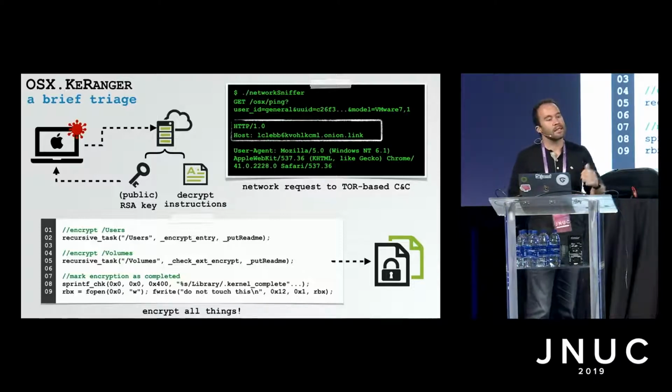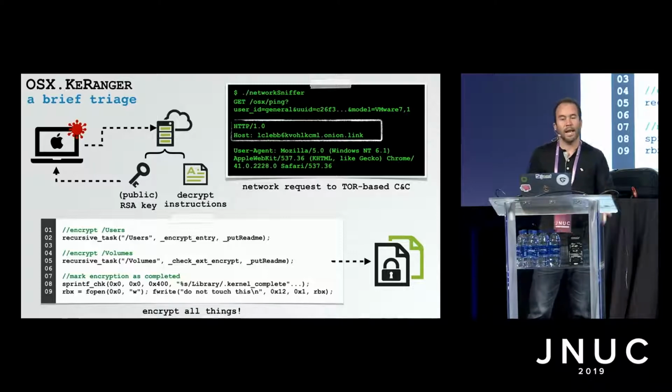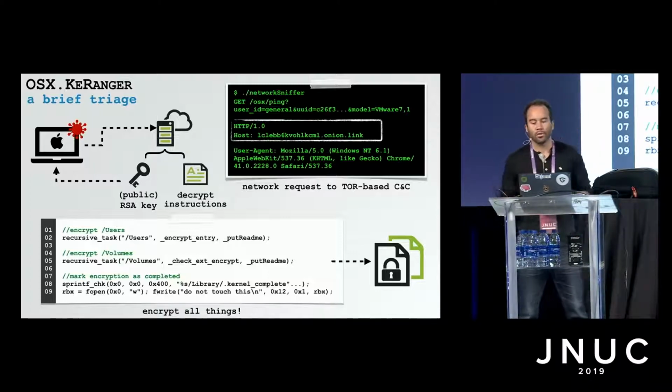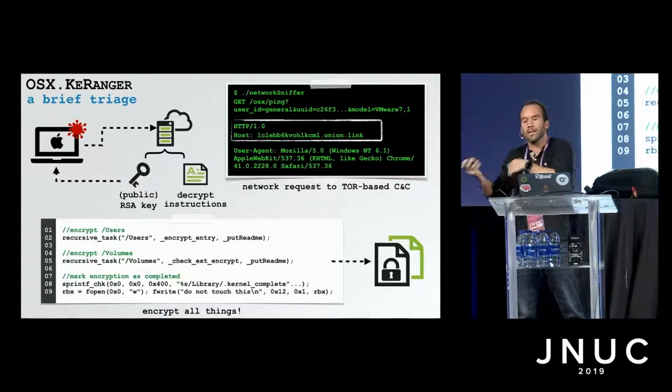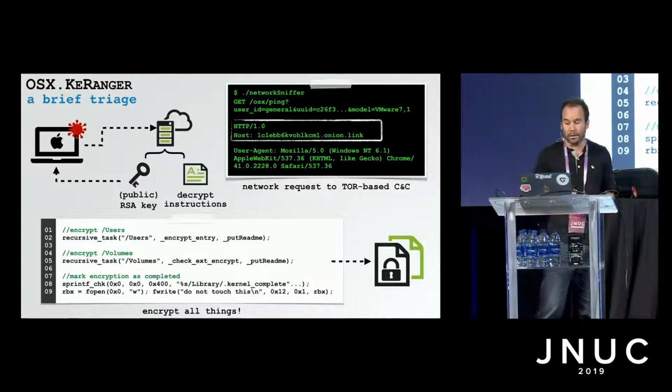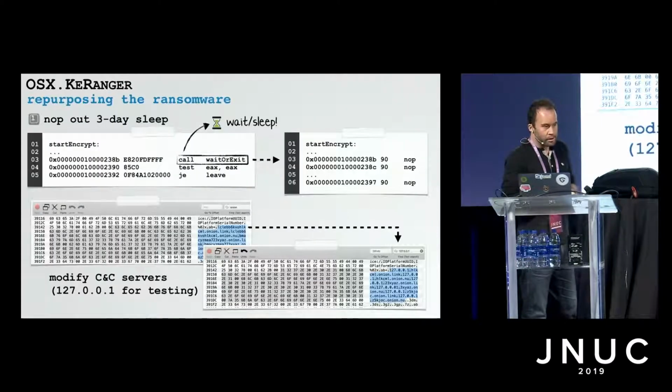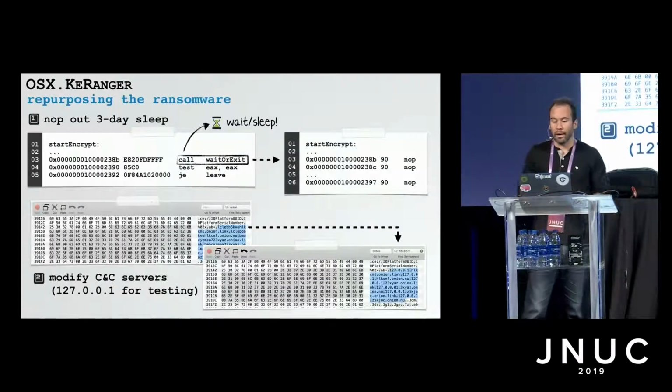What it does is it sleeps for a few days, and then it connects out to a remote command and control server, and it expects that server to give it a public RSA encryption key and then decryption instructions. It's ransomware, so it uses that encryption key to start encrypting users' files and then displays the decryption instructions, basically: send some bitcoins to this address if you want your files to be decrypted. So now let's talk about how to repurpose this ransomware.